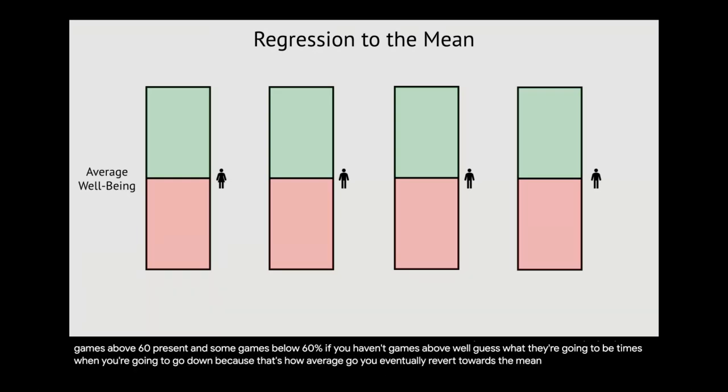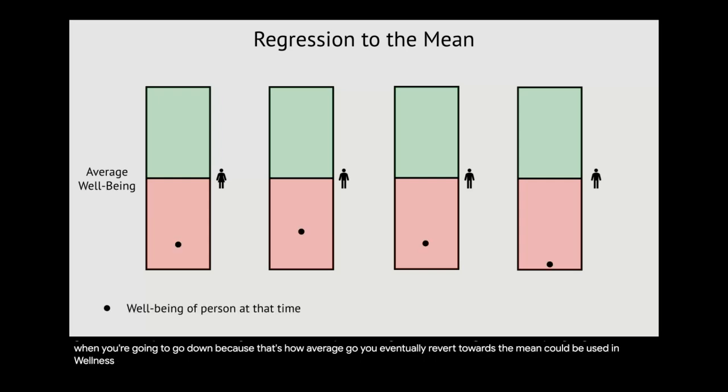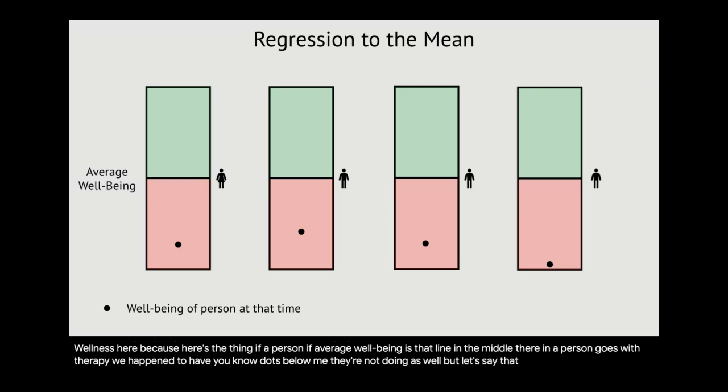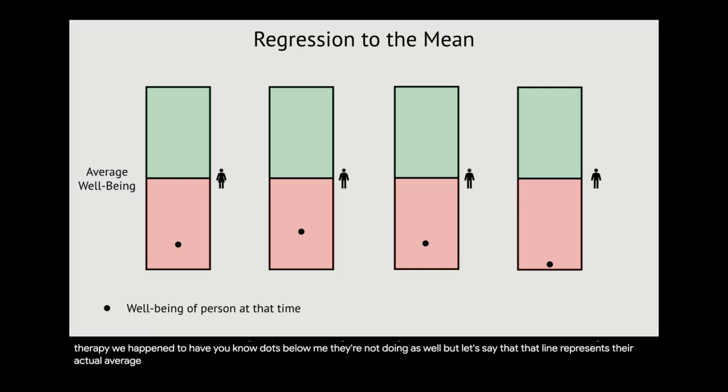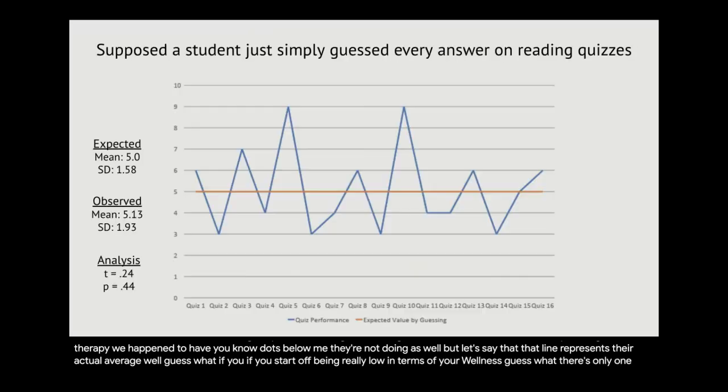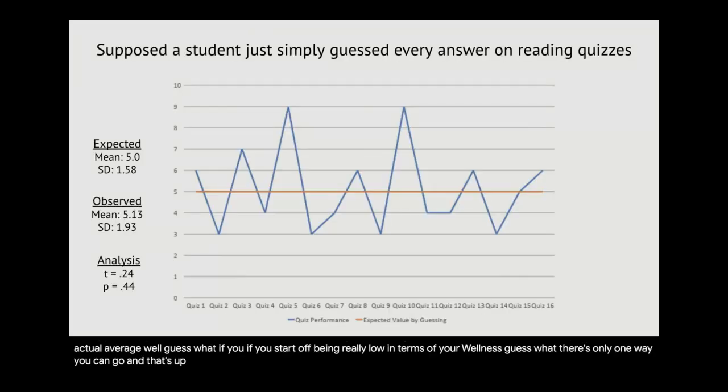It also can be used in wellness here, because here's the thing. If average well-being is that line in the middle there, and a person goes to therapy who happens to have dots below, meaning they're not doing as well, but let's say that line represents their actual average. Well, guess what? If you start off being really low in terms of your wellness, there's only one way you can go, and that's up. Okay. Actually, I'm going to skip. Basically, it's the same idea.